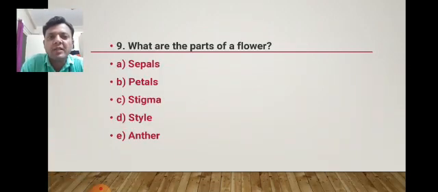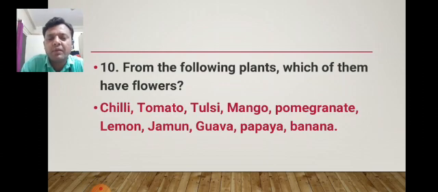What are the parts of a flower? Sepals, petals, stigma, style, anther, pistil. Okay, these are the parts of a flower. You may write any 3-4, that is enough.